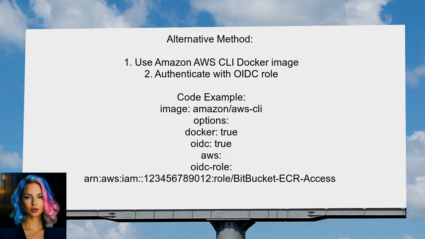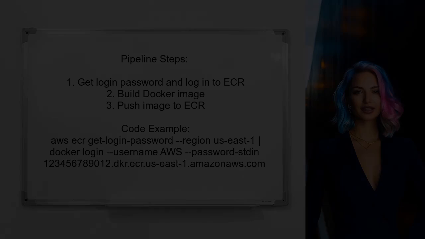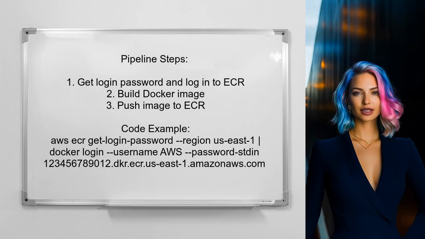An alternative method for building and pushing Docker images to AWS ECR is suggested. This approach does not require environment variables. Instead, it uses the Amazon AWS CLI Docker image and an OIDC role for authentication. In the pipeline, the user logs into ECR using the AWS CLI command to get a login password, builds the Docker image, and then pushes it to ECR. Remember to update the role ARN to match your IAM role with the necessary permissions.